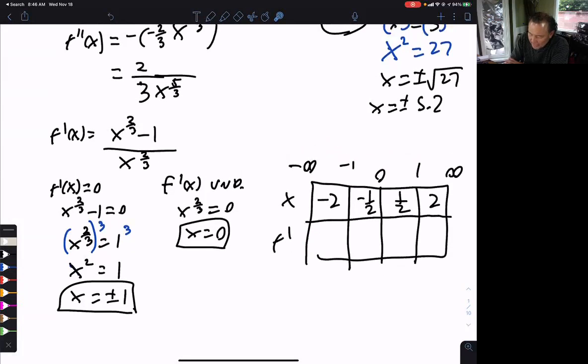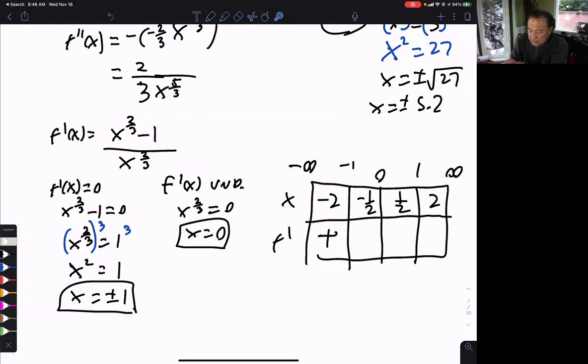So let's do negative 2. Negative 2 here, I square it, that becomes positive 4. Cube root of positive 4 is bigger than 1. So 1 minus, bigger than 1 minus 1, the top will be positive, the bottom is just positive. So therefore, the derivative is positive.